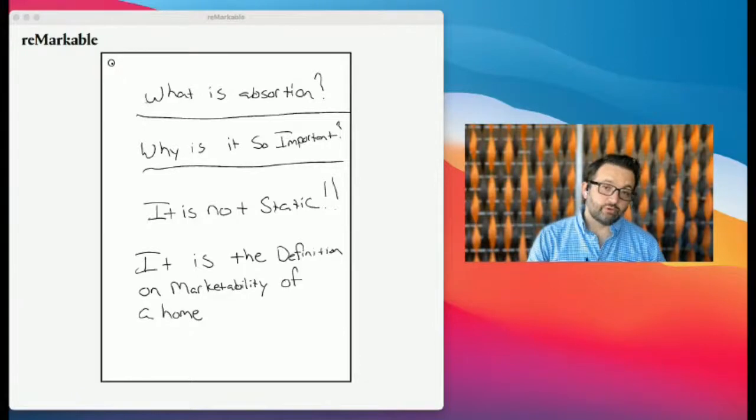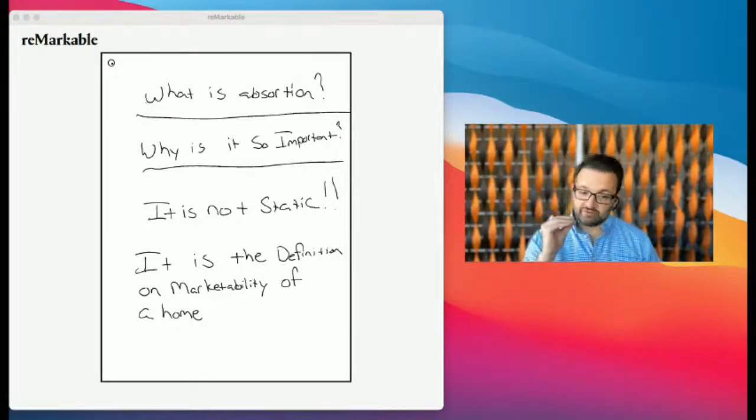Now, why is that so important to you as real estate agents? Well, think of it in this simple fashion.